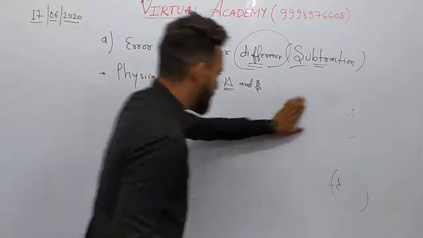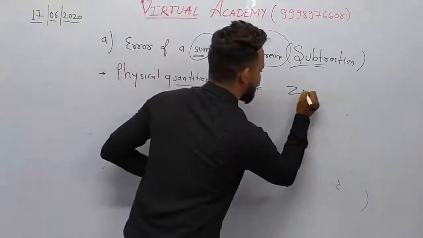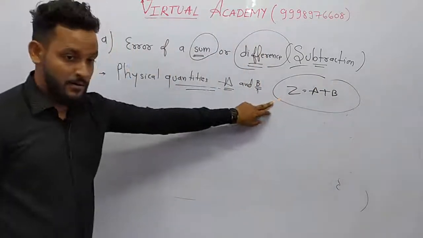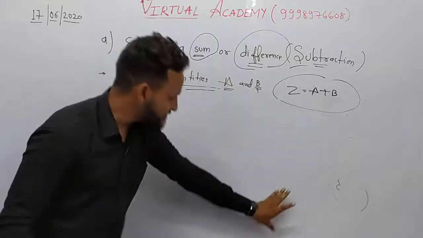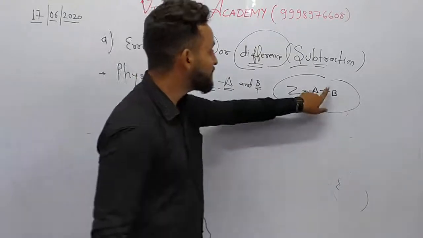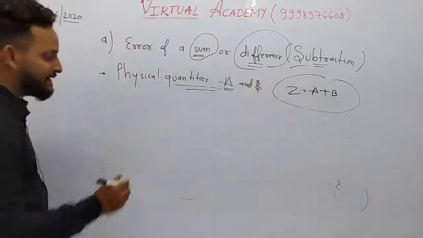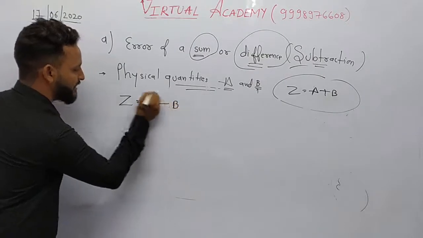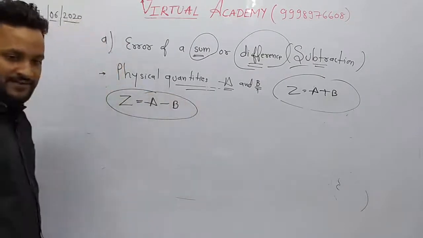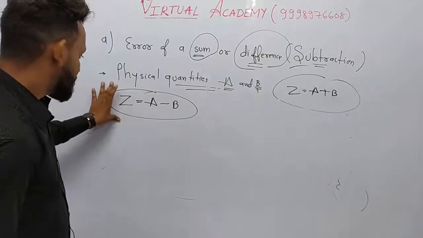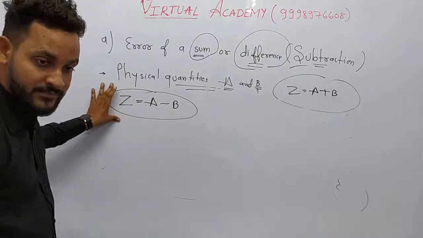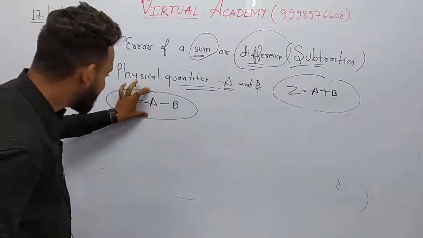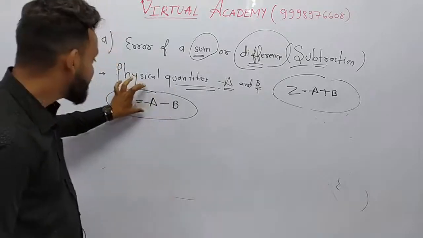Now, for addition, it is Z equal to A plus B without error. When we are adding error, that equation becomes like that. But we are going to deal with subtraction or difference. So basically, it's Z equal to A minus B. After that, Z equal to A minus B. So this equation is for when there is no error. We have to simply write down A and B. Why? Because there is no error.